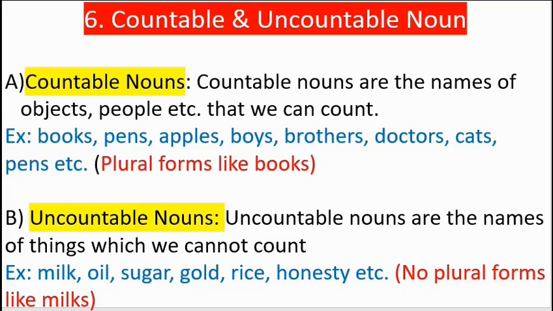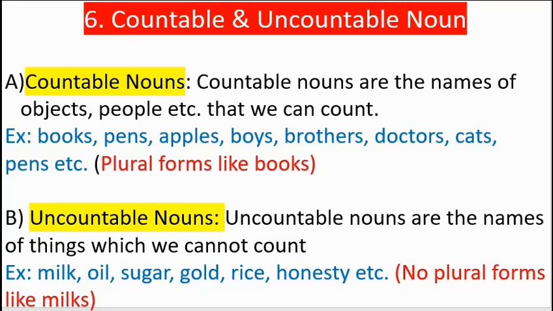Whereas what are uncountable nouns? Uncountable nouns are the names of things which we cannot count. Through an example you get a good understanding. Example: milk. Can you count milk? No, not possible. You can measure it but you cannot count it. Oil, sugar, gold, rice, honesty also, can't count it. So all these things are uncountable nouns. Remember, there are no plural forms for uncountable nouns, like milks, oils, sugars, golds, rices, honesties. So no S, no plural forms.